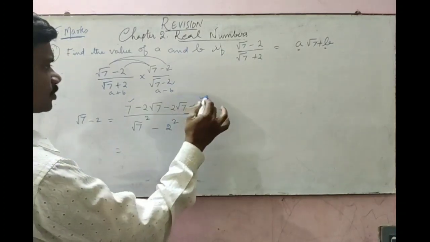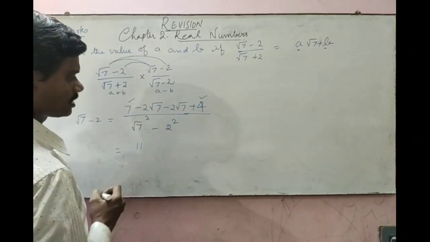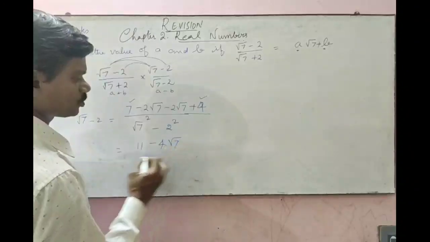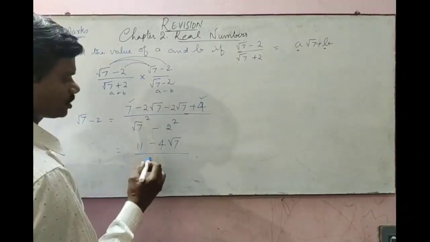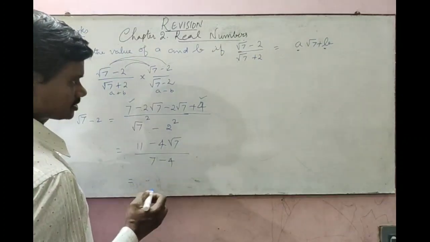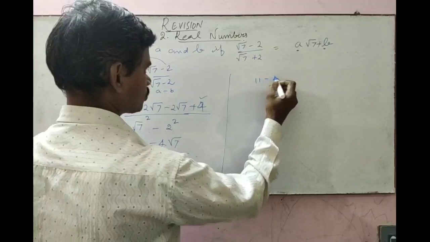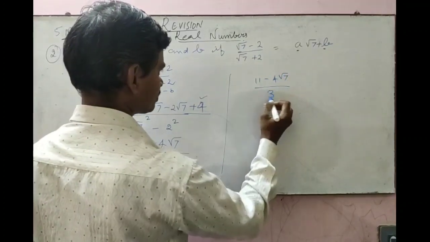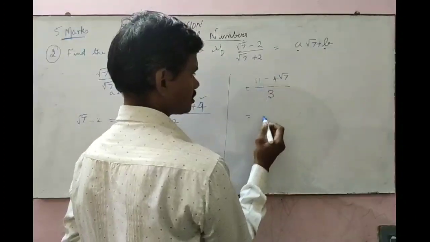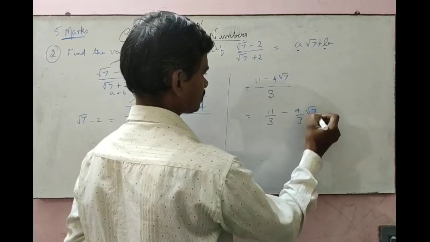Here 7 and 4 are the integers. 7 plus 4 gives 11. Minus 2 root 7 minus 2 root 7 can be written as minus 4 root 7. By root 7 square becomes 7, 2 square is 4. So you will get the answer as 11 minus 4 root 7 whole divided by 3. 7 minus 4 gives 3. Now you can split this: 11 by 3 minus 4 by 3 root 7.